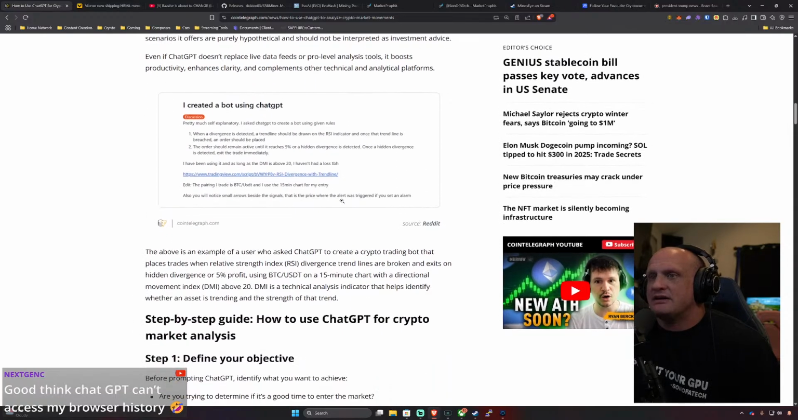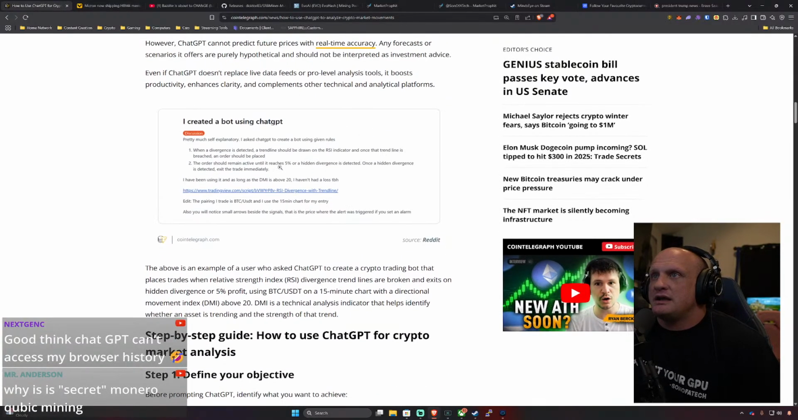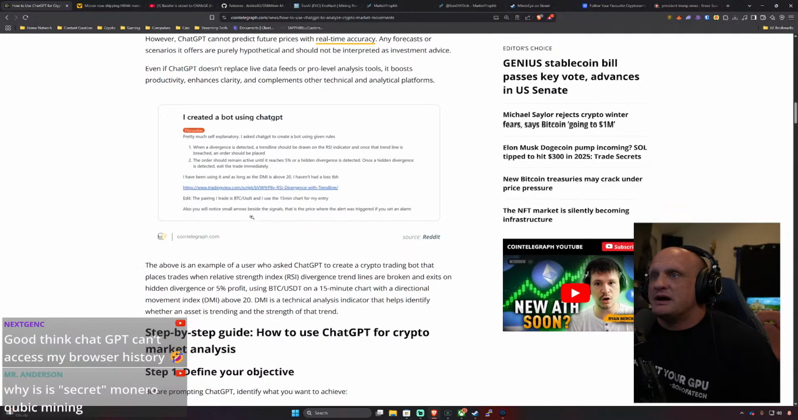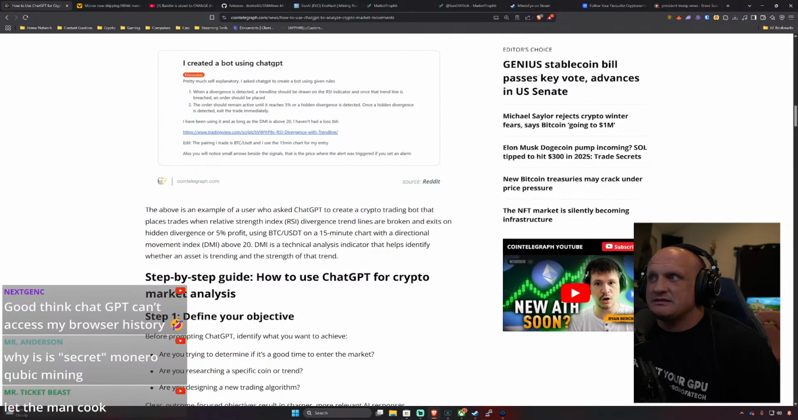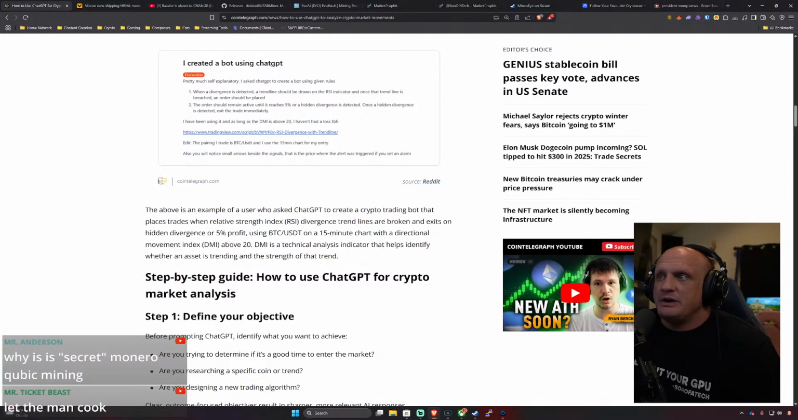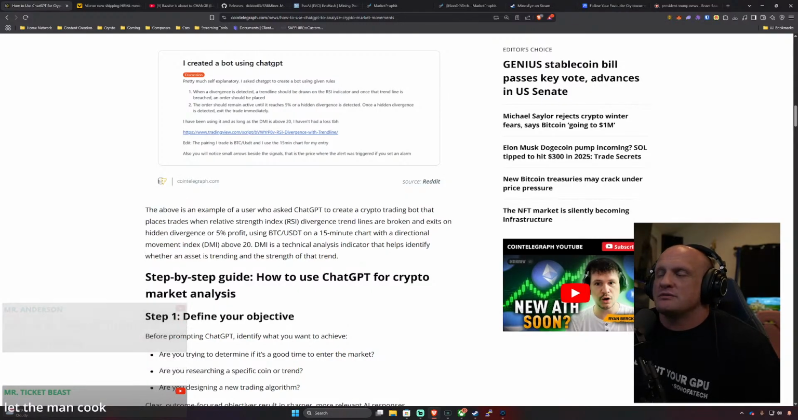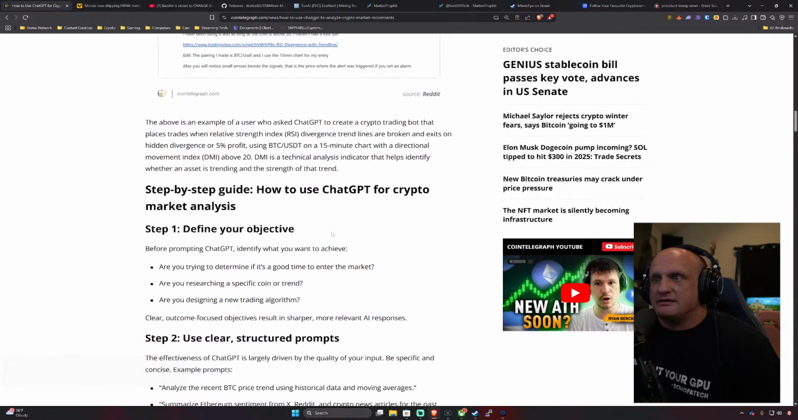So right here, we have a person that created a bot using ChatGPT, and it says the above is an example of a user who asked ChatGPT to create a crypto trading bot that places trades when relative strength index, RSI, divergence trend lines are broken and exits on hidden divergence or 5% profit, using Bitcoin USDT on a 15-minute chart with a directional movement index, DMI for short, above 20. DMI is a technical analysis indicator that helps identify whether an asset is trending and the strength of that trend.